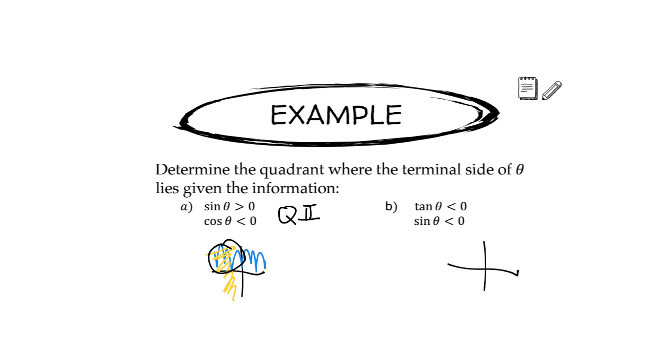Meanwhile, if tangent is negative and sine is negative, now I know that the y-coordinate is definitely negative, but I also know that the ratio of the y to the x is negative, and that tells me that the x is indeed positive. So I'm over here somewhere, or if you prefer, you could say the slope's negative, which means I'm over here somewhere. Either way, the overlap is happening down here in quadrant 4. You'll see that these kinds of questions are actually super important because they're going to help us with our last example.